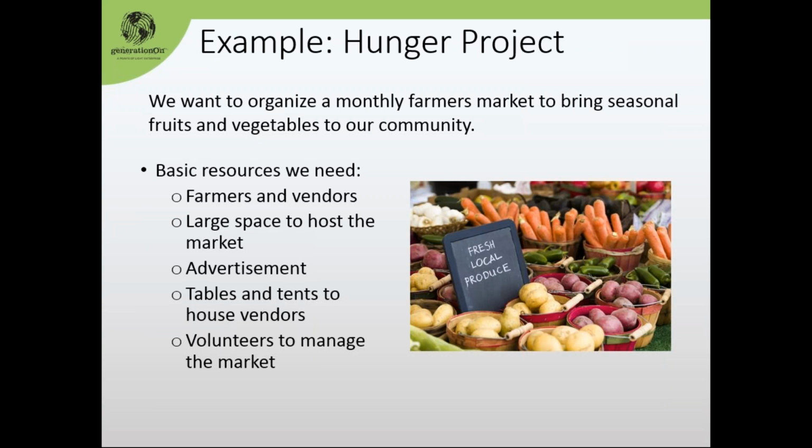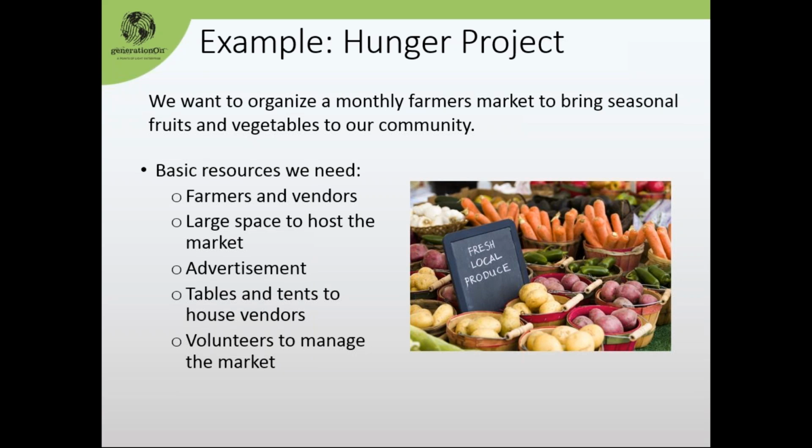So let's go through an example. Our Make Your Mark on Hunger campaign is coming up during the month of March and April, so I wanted to offer up a hunger project example. So in our example, we have a group of youth who want to organize a monthly farmers market to bring seasonal fruits and vegetables to their community.